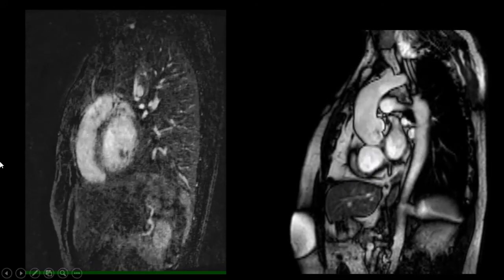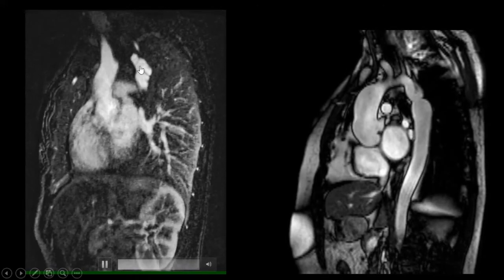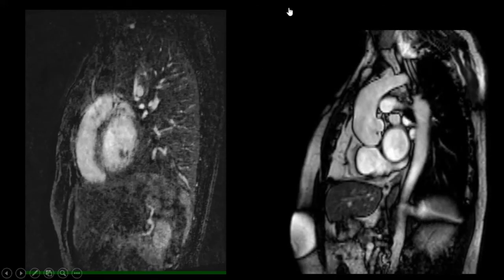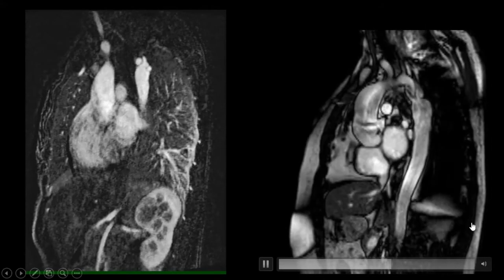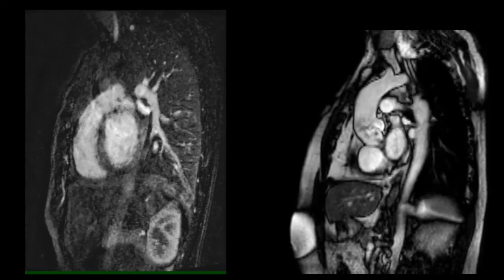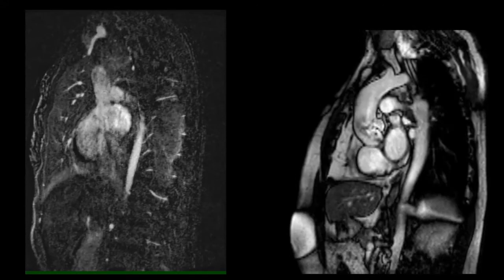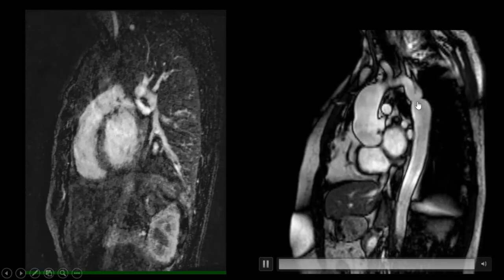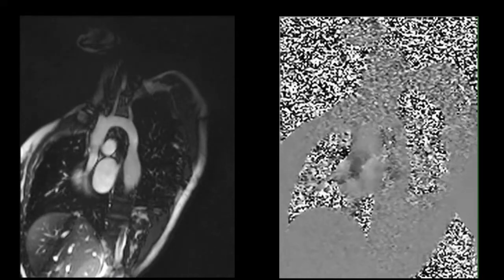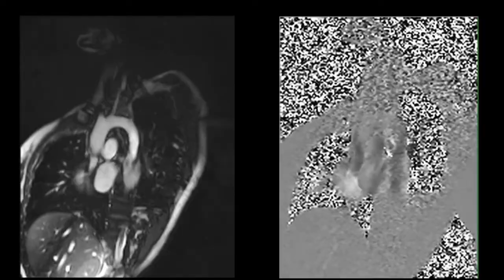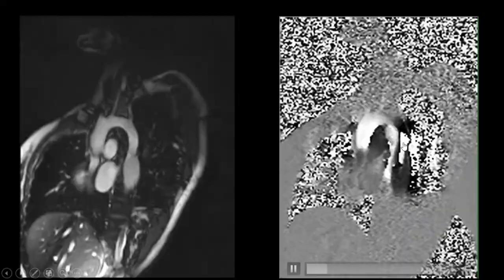To the left is a sagittal MIP sequence of MR angiography. We can see that there is narrowing at the level of the aortic isthmus, suggestive of coarctation. This is a cine sequence obtained in what we call the hockey stick view, which is a sagittal oblique obtained through the aortic arch. In this, we can see flow acceleration across the stenotic segment. We can also acquire an in-plane phase contrast across the aortic coarctation. We can see flow acceleration at the level of stenosis.